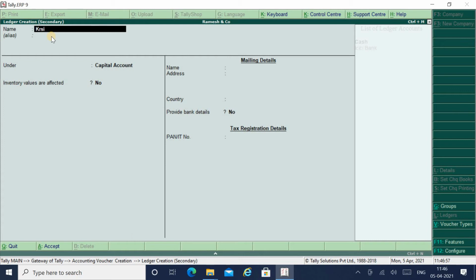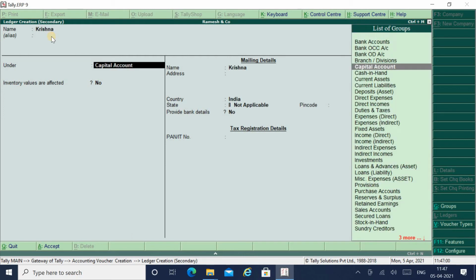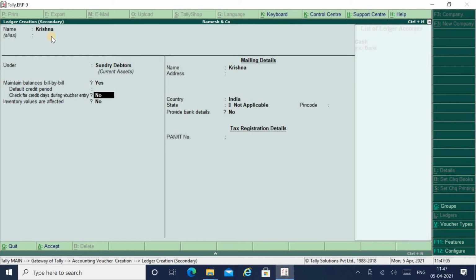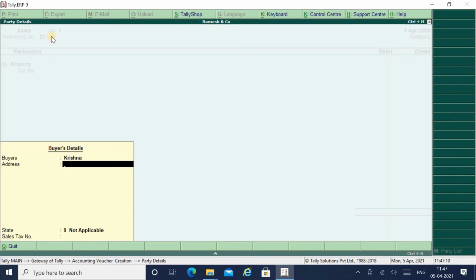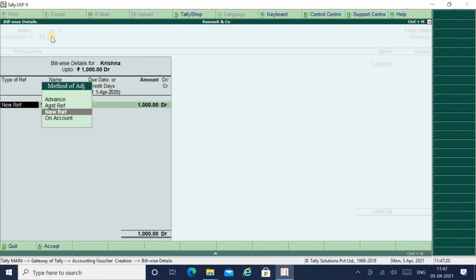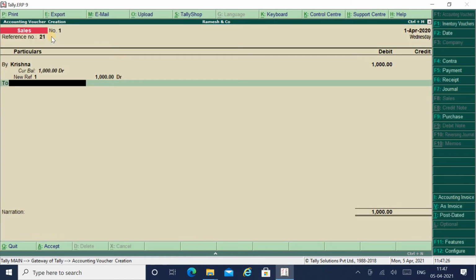Customer is always referred to as sundry debtors. I will accept it. You have to give all the details of Krishna over here. I have sold goods to Krishna worth rupees 1000. You can take new reference or on account, anything you want. We will be studying that in our next topics. Right now you have to just make the entry when you are selling the goods on credit.